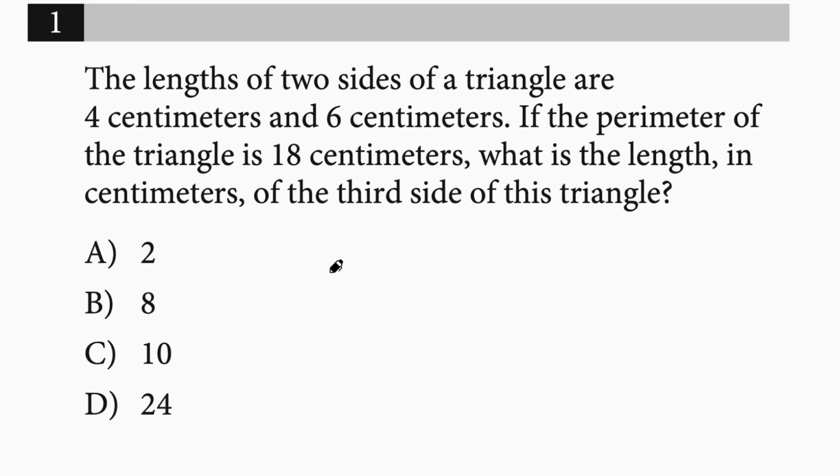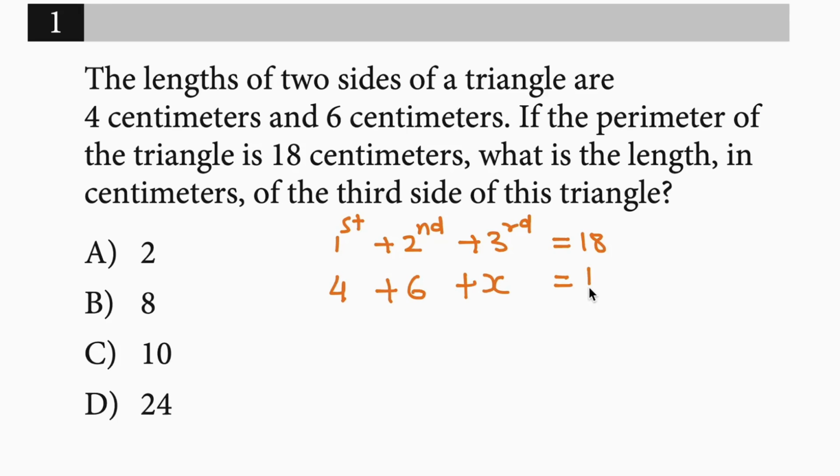So we know perimeter is the sum of all the sides, and because the triangle has 3 sides, its perimeter will be first side plus second side plus third side, and the sum of all of them is 18 centimeters. Now the first and second sides are given to us, 4 plus 6, and we don't know the length of the third side, so let's say it's x, and it's equal to 18. Now 4 plus 6 is 10, plus x is equal to 18.